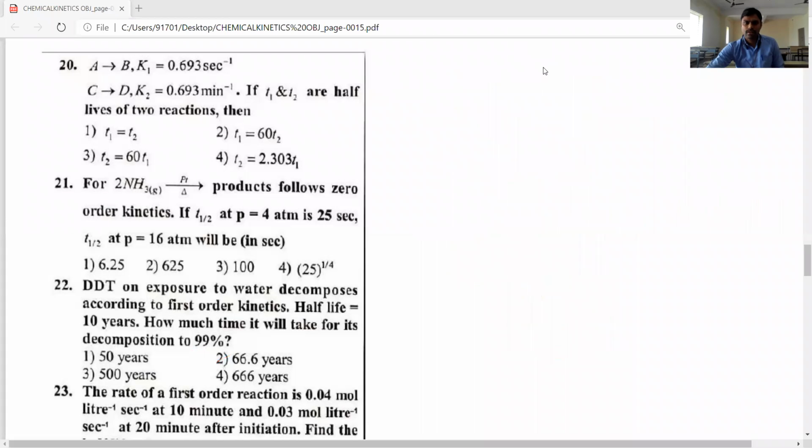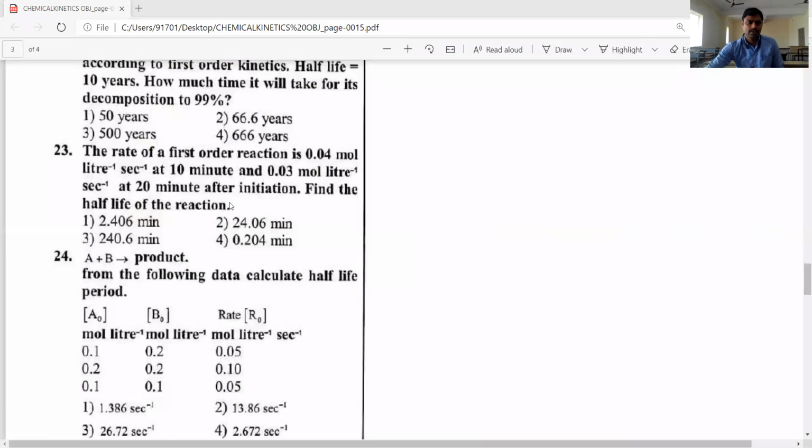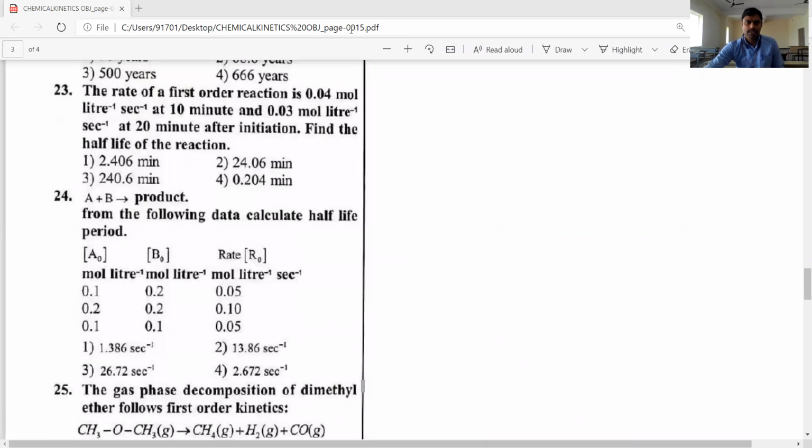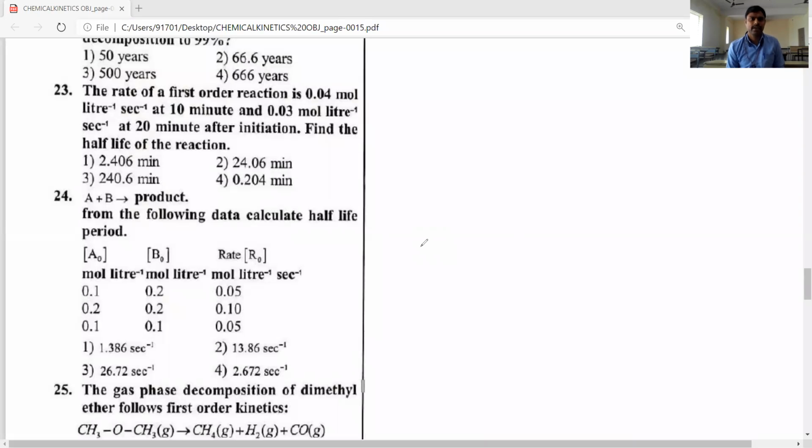The 23rd question is very easy. We already discussed this kind of concept earlier. The rate of a first order reaction is 0.04 mole per liter per second at 10 minutes time and 0.03 at 20 minutes time. Find the half-life of the reaction.